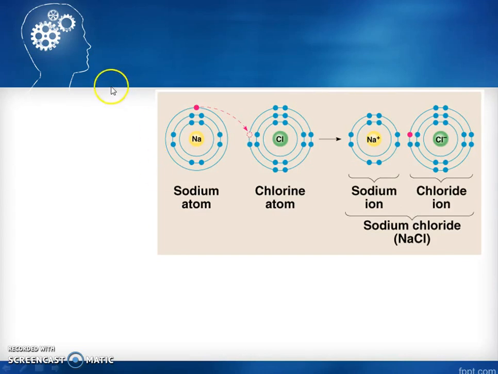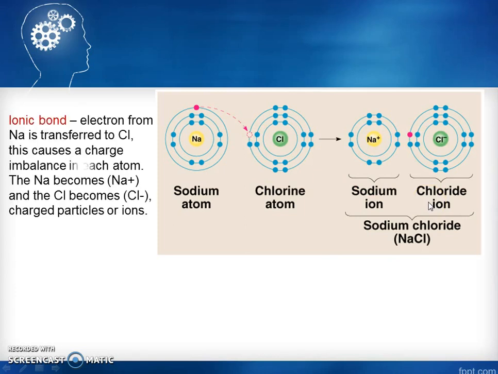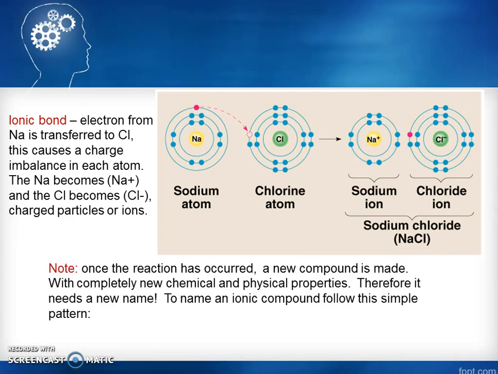So here's just another picture. Sodium, 1 valence electron, wants to lose it. Chlorine wants to gain. So positive, negative, voila, sodium chloride. In this ionic bond, an electron from sodium is transferred to chlorine. This causes a charge imbalance in each atom. The sodium becomes positive and the chlorine becomes negative, charged particles or ions. Note, once the reaction has occurred, a new compound is made with completely new chemical and physical properties. Therefore, it needs a new name.